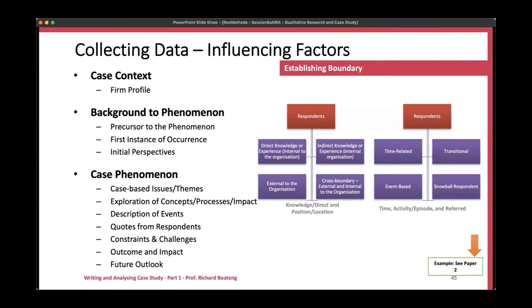Number three, there could be certain things that can come out of it that may inform other decisions and lifestyle. That can also make it transitional. And then there's also the snowball respondent, the person who is led by another person, then led by another person, then you can also build the whole picture.